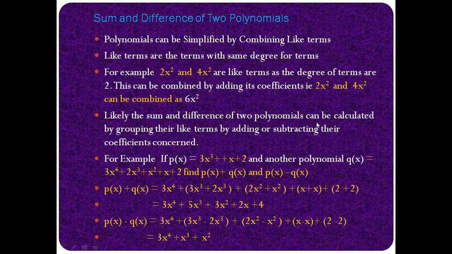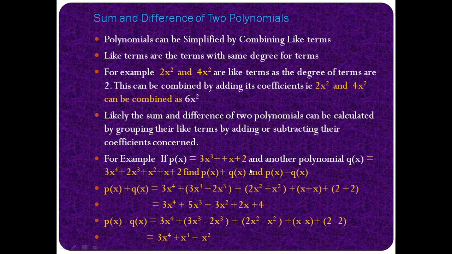Sum and difference of two polynomials can be calculated by grouping their like terms and by adding or subtracting. If it is addition, you add the terms. If it is subtraction, you should subtract the coefficients concerned. For example, first polynomial, p of x is equal to 3x cube plus x plus 2.